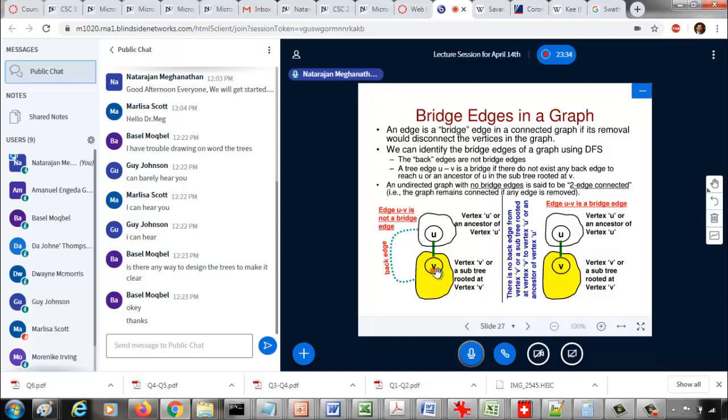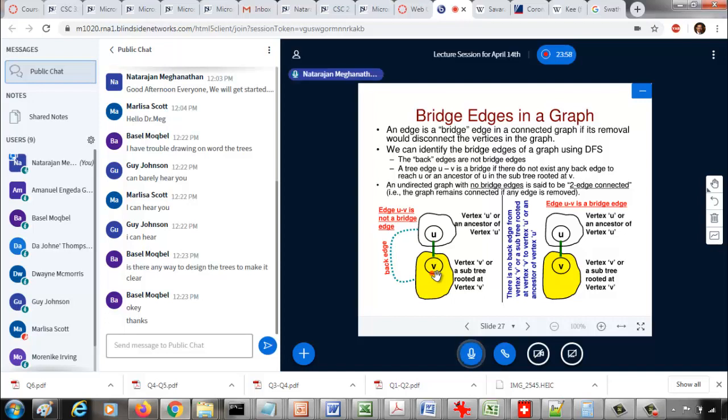So basically we need to identify that thing: which vertex is relatively closer to the root node of the depth first search tree? The vertex that is closer to the root can be called the upstream node, and the vertex that is further away from the root, in this case V, can be called the downstream node.